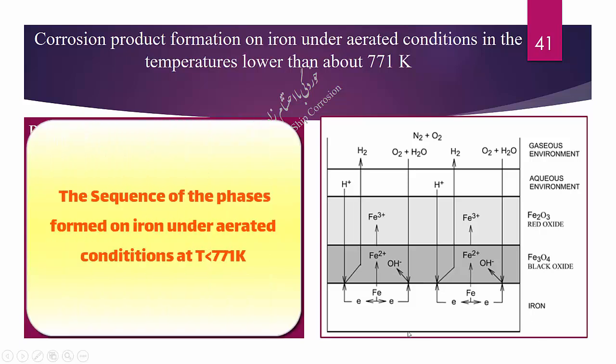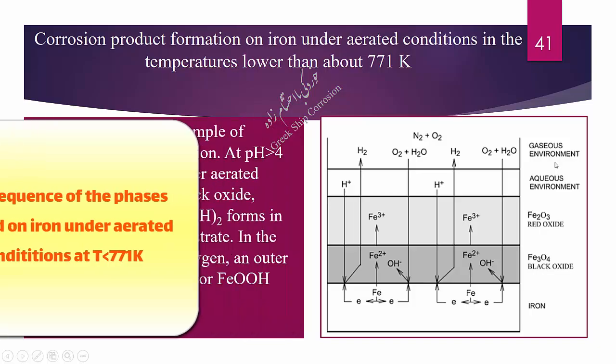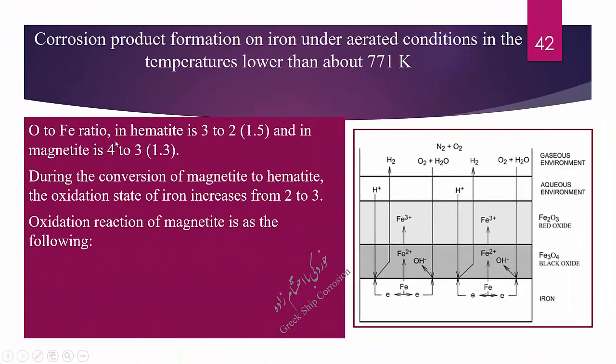The sequence of the phases are shown in this figure. Iron substrate, black oxide Fe3O4, red oxide Fe2O3, aqueous environment, gaseous environment. O to Fe ratio in hematite is 3:2, 1.5, and in magnetite is 4:3, 1.3.